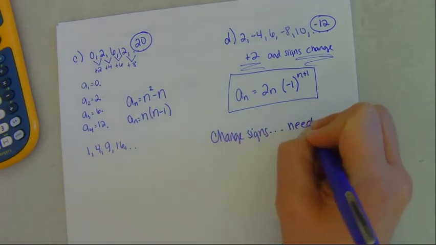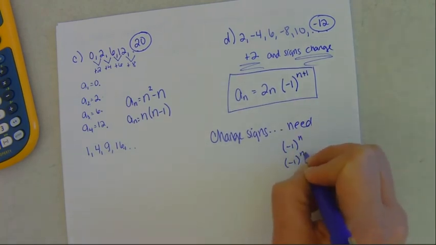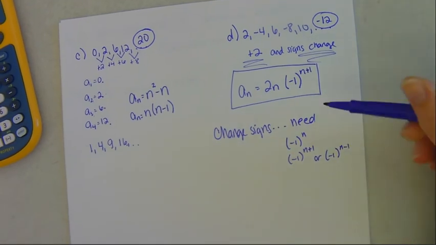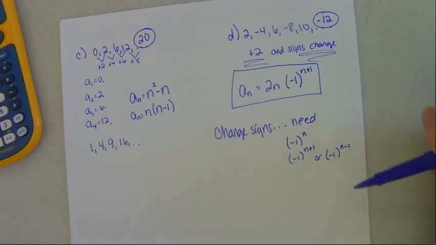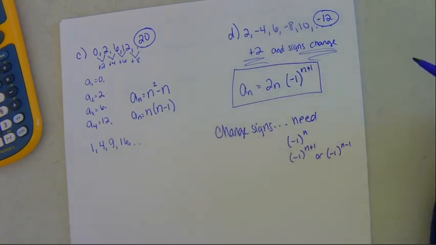You're going to need a negative 1 to the n, a negative 1 to the n plus 1, or a negative 1 to the n minus 1. And it just depends. You're going to have to just play with the formula a little bit. It just depends on which one you want to be positive and which one you want to be negative.